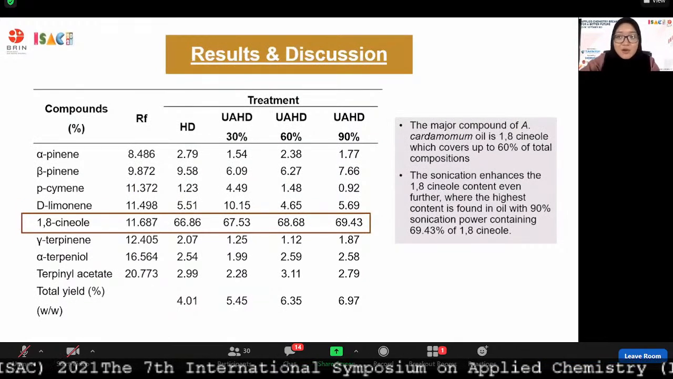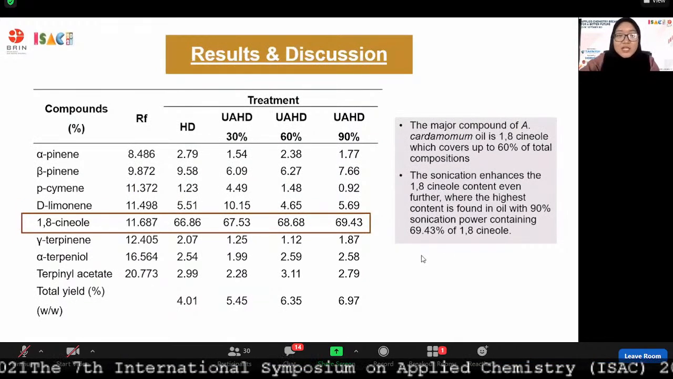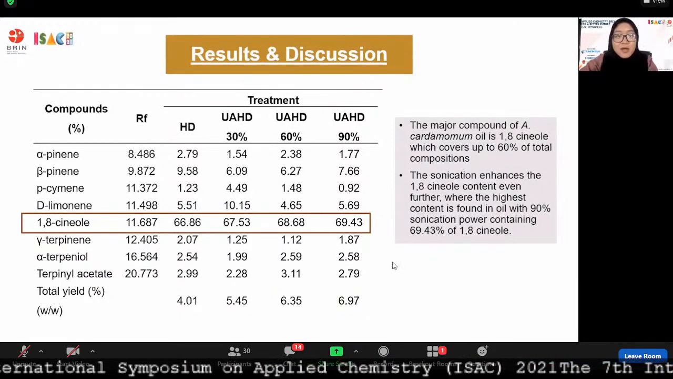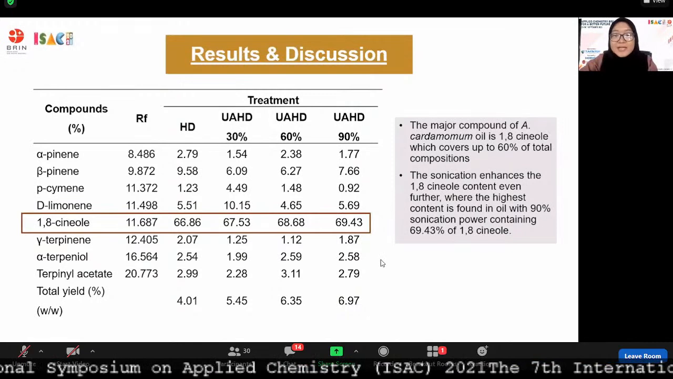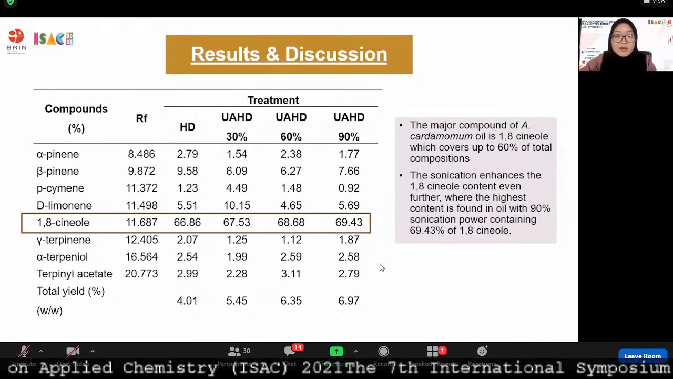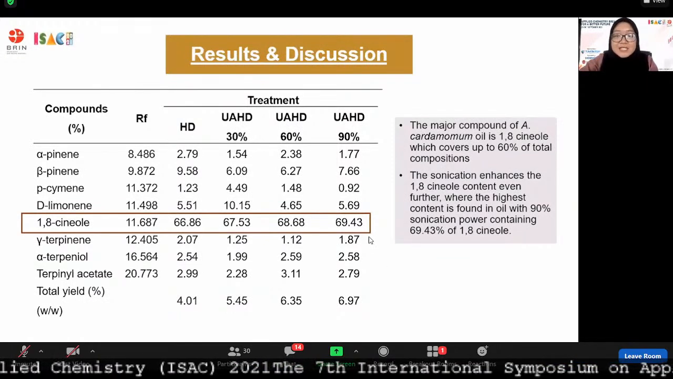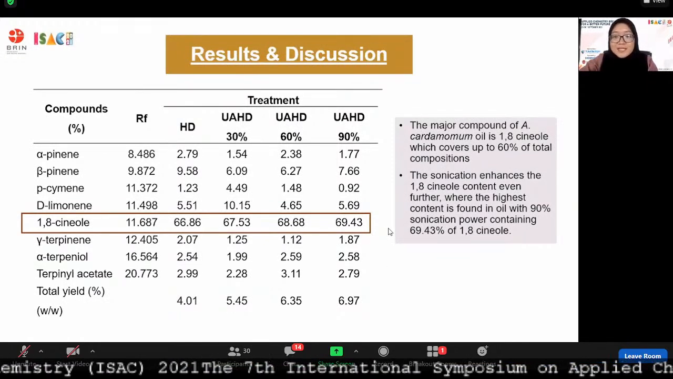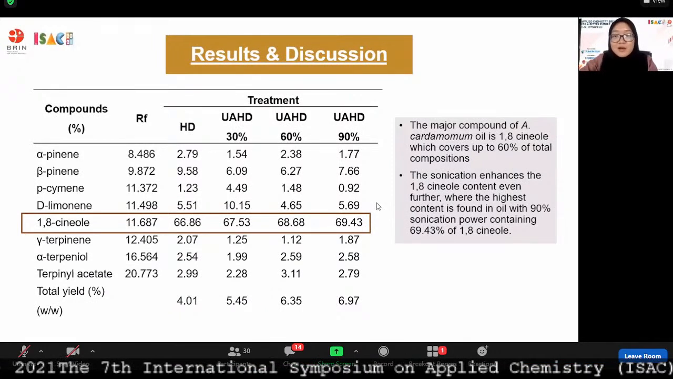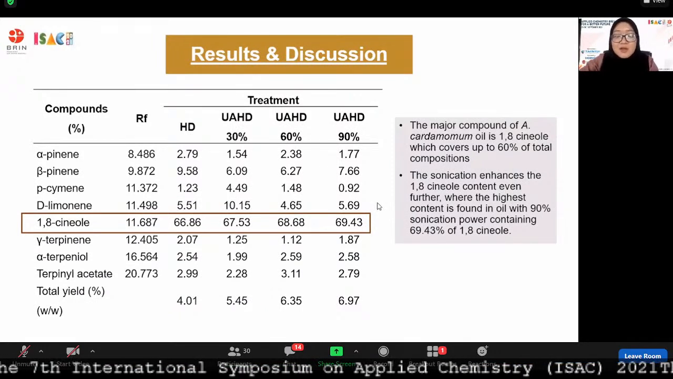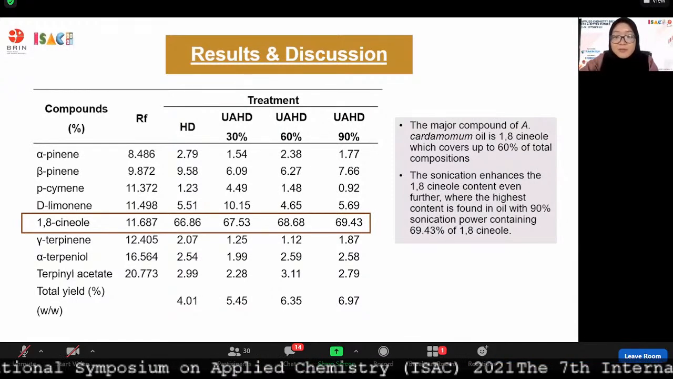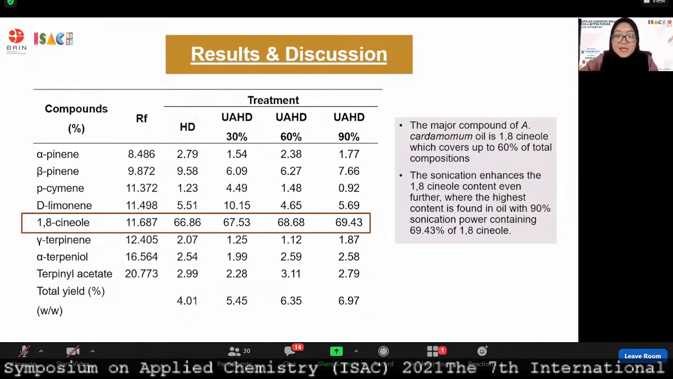And these are the results of our research. According to gas chromatography analysis, the major compound of Amomum cardamomum oil is 1,8-cineol, which covers up to 60% of total composition. The sonication enhances the 1,8-cineol content even further, where the highest content is found in oil with 90% sonication power, containing 69.43% of 1,8-cineol.